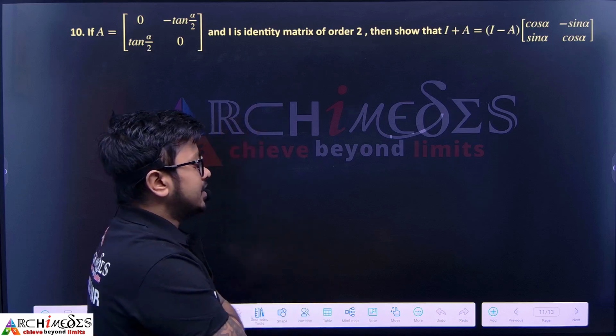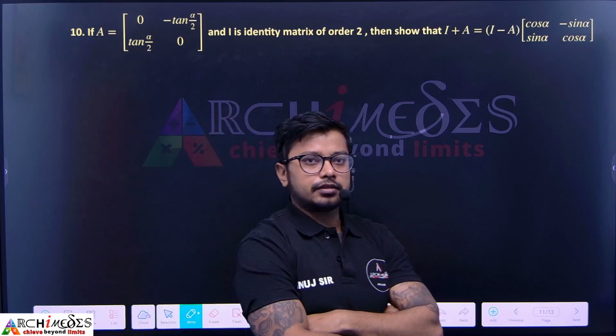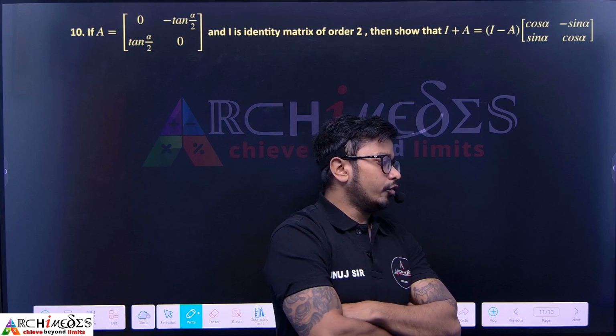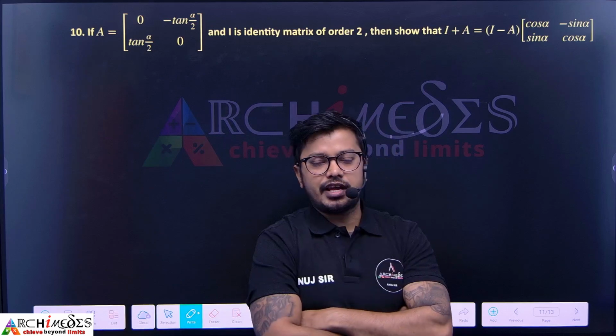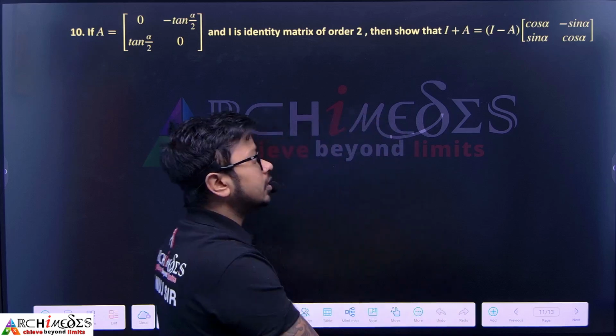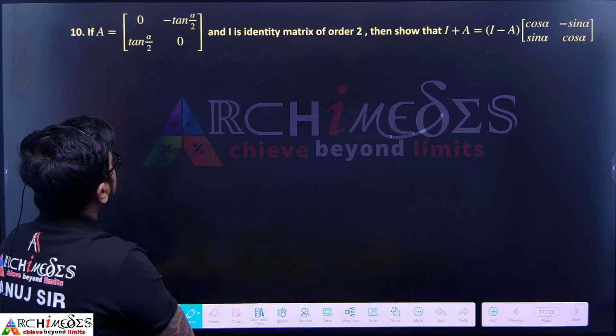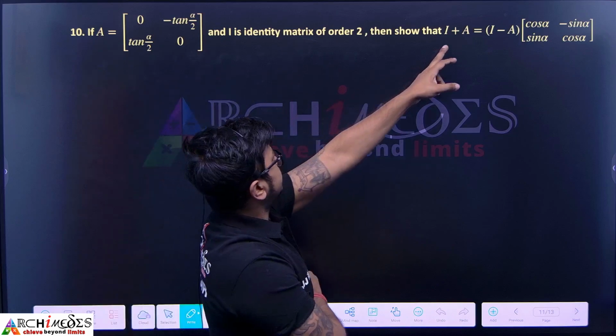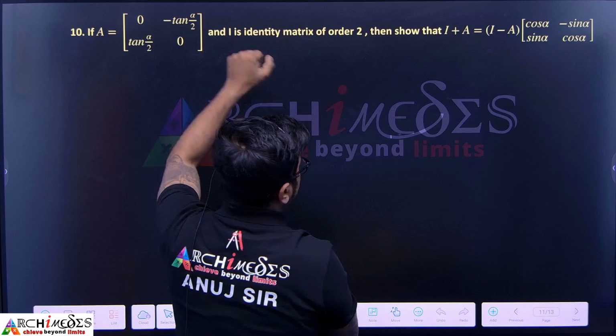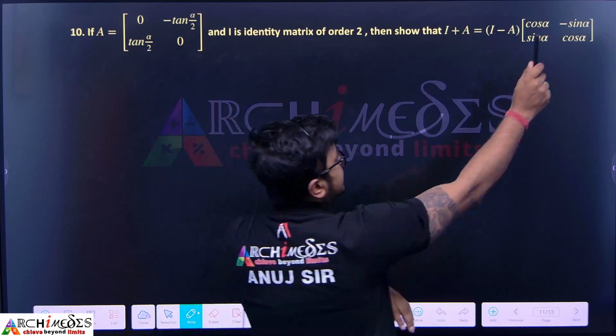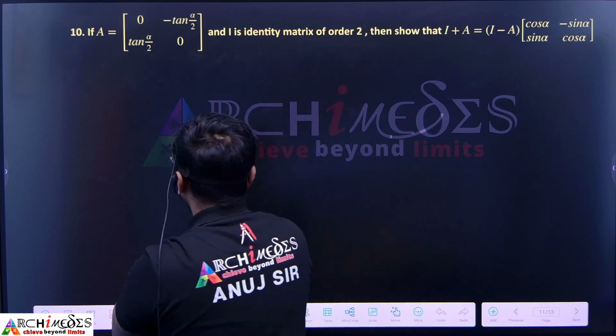This can be done in many methods. I'll share one more video where I have done the same question with a different approach. Today I am applying a different approach. If you put A over here, it will be tan alpha by 2, whereas the right hand side is in cos alpha. So you know very well.